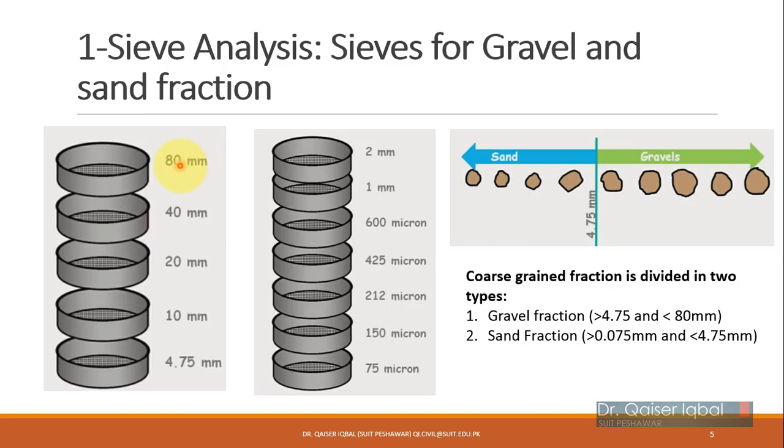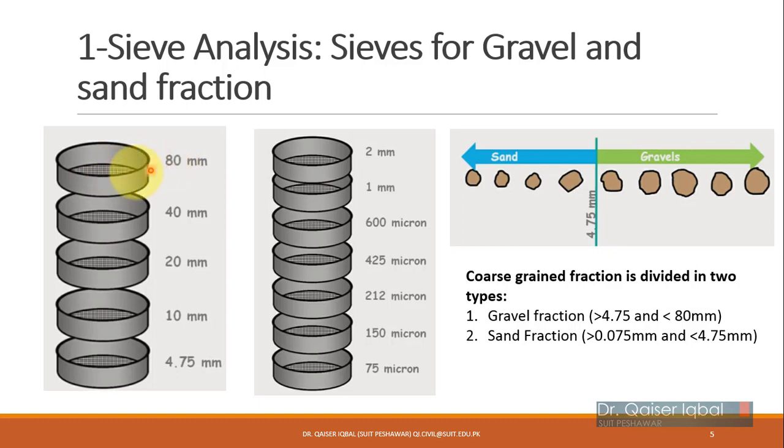So the sieve set for the gravel will consist of an 80 mm sieve, which means that the opening size is 80 millimeter. Remember that 1 inch is equal to 25.4 millimeter. So this is approximately slightly larger than a 3 inch opening.